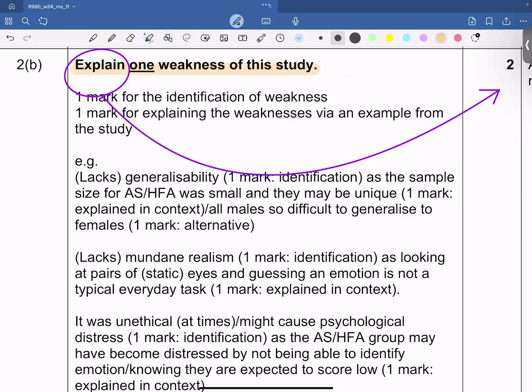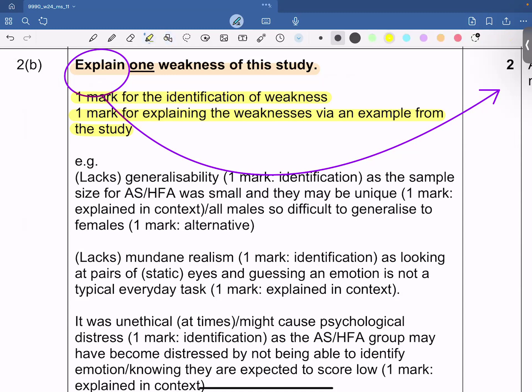So this I'm reading from the command word explanation provided in the syllabus. For this one, you'd get 1 mark for the identification of weakness. However, you'd get 1 mark for explaining the weakness via an example from the study. So if you're just writing a weakness in general from the study, you'd receive 1 mark. But if you're linking it with any particular part or content from the study or the research paper, that is when you get 2 on 2 marks.